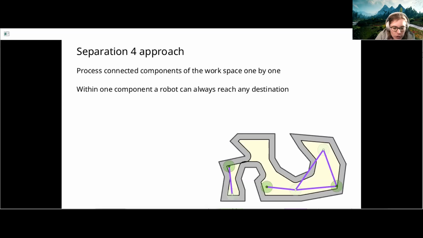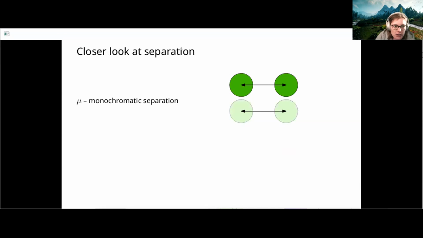Okay, but now we're going to look at different kinds of separation: the monochromatic separation between two target positions and between two starting positions, and the bichromatic separation between start and target positions. We're going to keep the first one at 4 again, but we're going to try to reduce the second one.